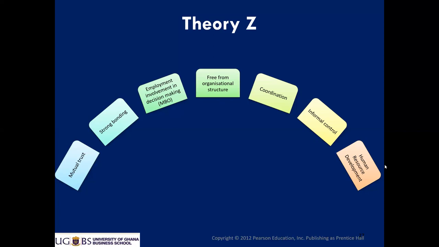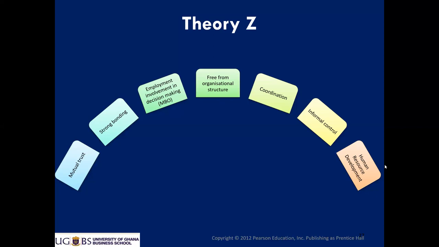If you look at the issues here, it's talking about mutual trust. We all know that we have to work together. We need to do this together. It is ours, it belongs to us. It calls for strong bonding, whether you are the boss or the subordinate, we are bonded to each other. Talking about MBO, management by objectives, decision making should involve the employees because there is mutual trust. They are not different from us. The way we want the organization, they also want it the same way. We all have equal interest in the organization.